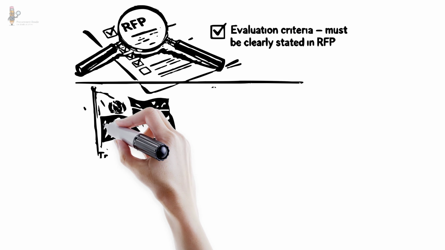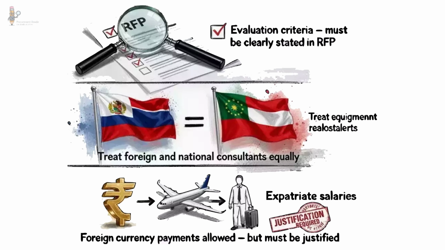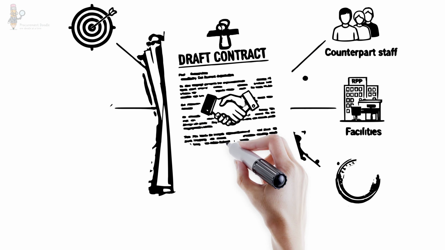Evaluation criteria must be clearly stated in the RFP. Treat foreign and national consultants equally. If foreign currency payments are needed, both can quote in foreign currency, but justification is required, e.g., imported equipment, expatriate salaries. The draft contract must be issued with the RFP.